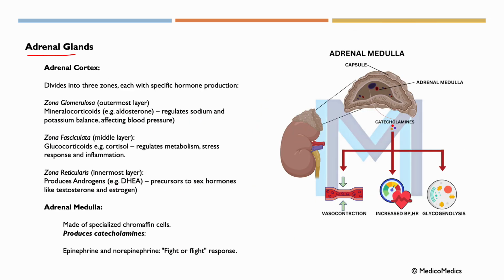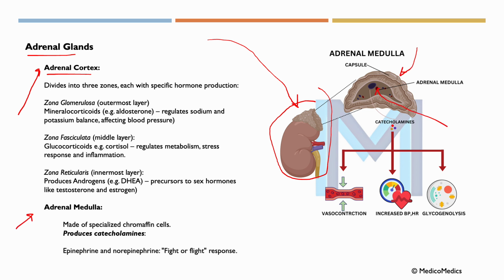Now moving on to the adrenal glands, a very fascinating structure. So the adrenal gland sits above your kidney, or on top of your kidneys. So you can guess that you have two of these since you have two kidneys. Now, the adrenal gland is divided into the adrenal cortex, which is the outer layer, and the adrenal medulla, that is the inner layer. Now, the adrenal cortex further divides into three different zones, each of these with specific hormone production. And if you're studying or preparing for your exams, this is quite high yield.